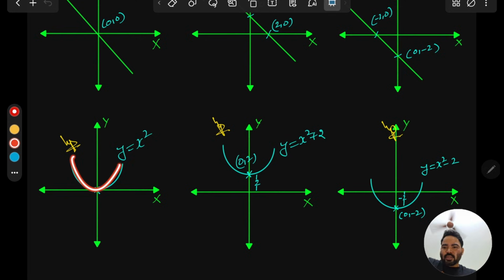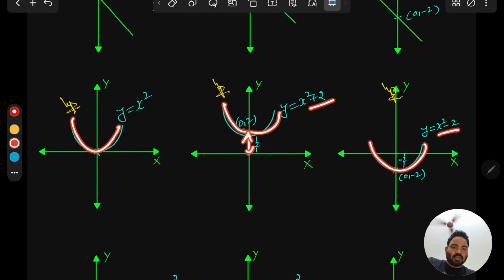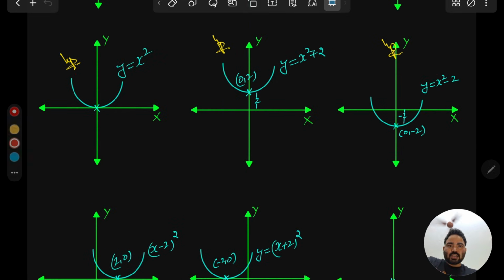And this is the graph you have to remember, y equal to x square. If you add 2, then it will shift in the positive direction by distance 2. And if you subtract 2, then it goes below. And if you just draw the y equal to x line, then you can see this is the positive region. So you have to remember all those graphs. I will share the PDF with you.